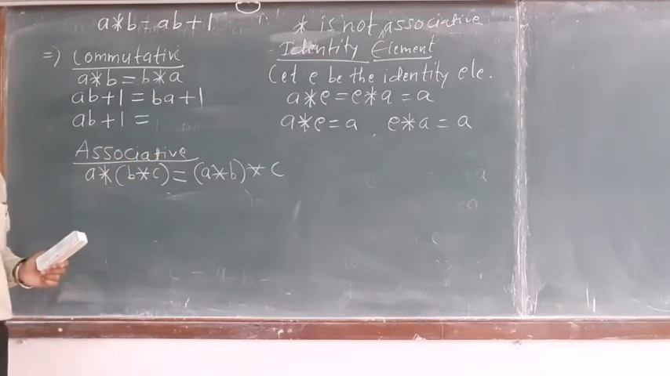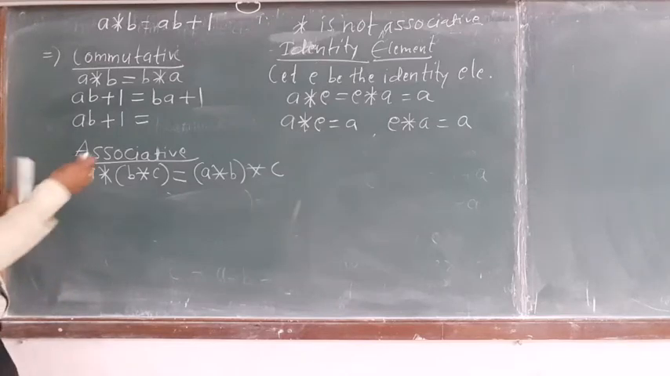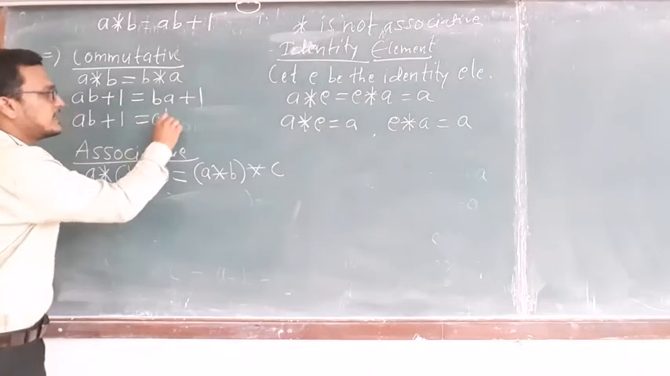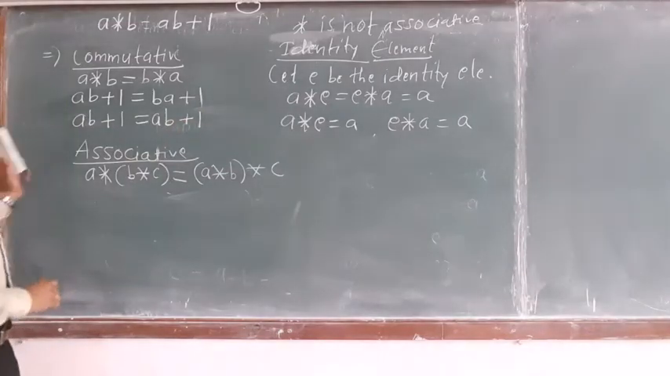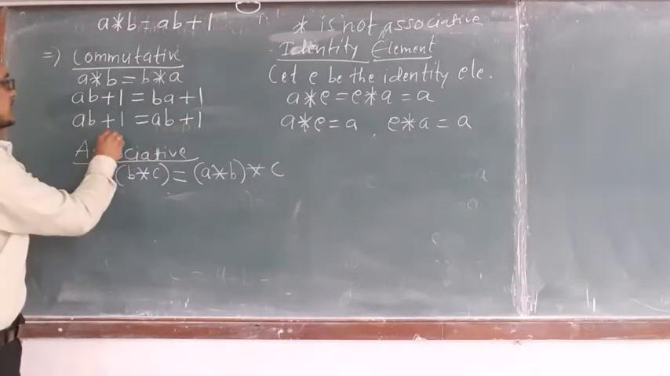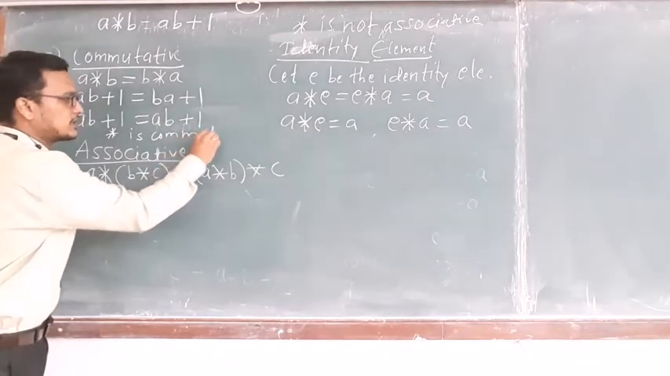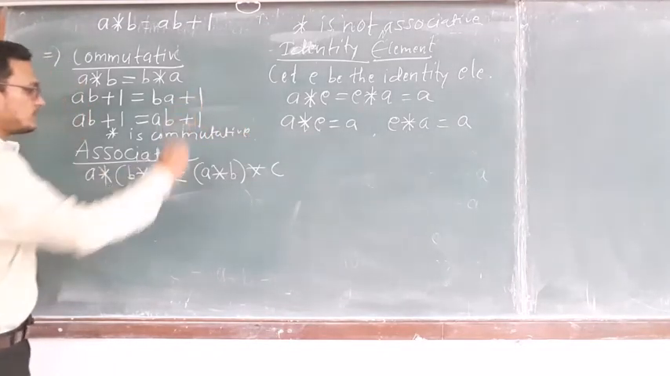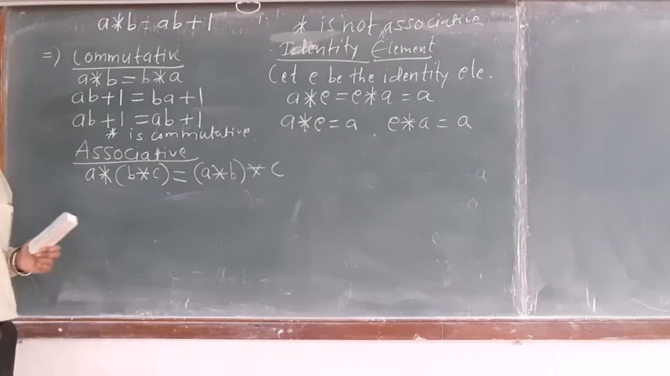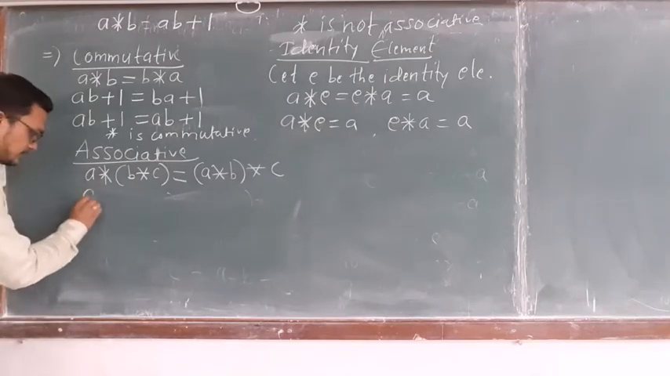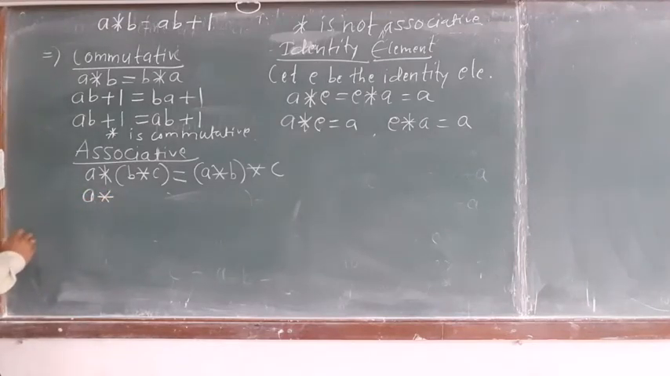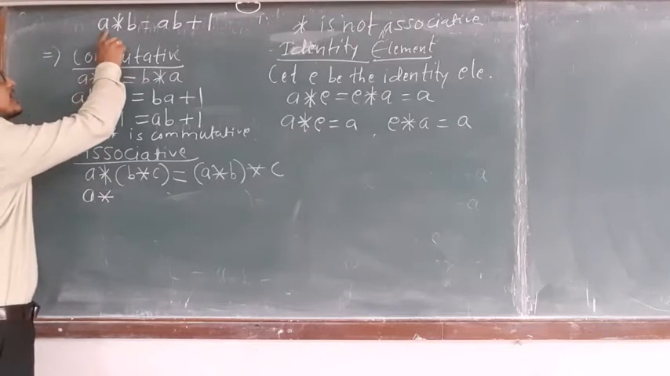Why? 2 into 3 is 6, 3 into 2 is 6, the meaning is the same. So B into A can be written as A into B plus 1. So here both are equal. Therefore, star is commutative. The next part is the associative property. A star as it is.